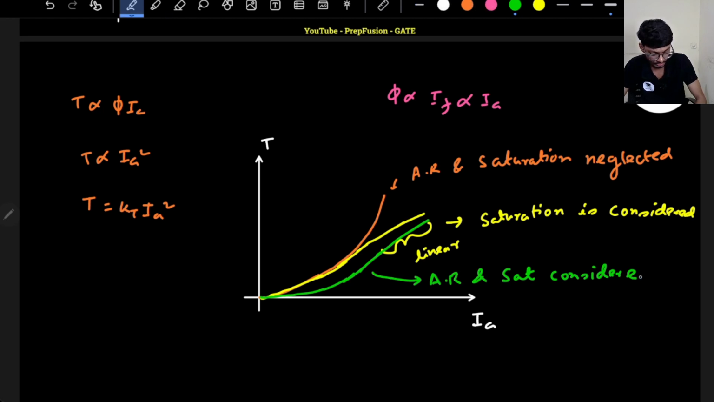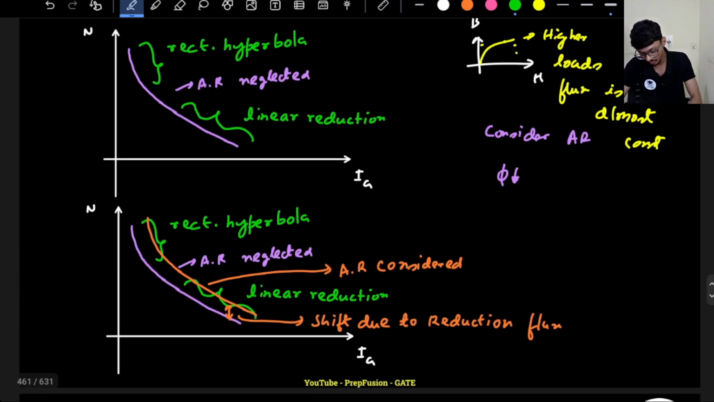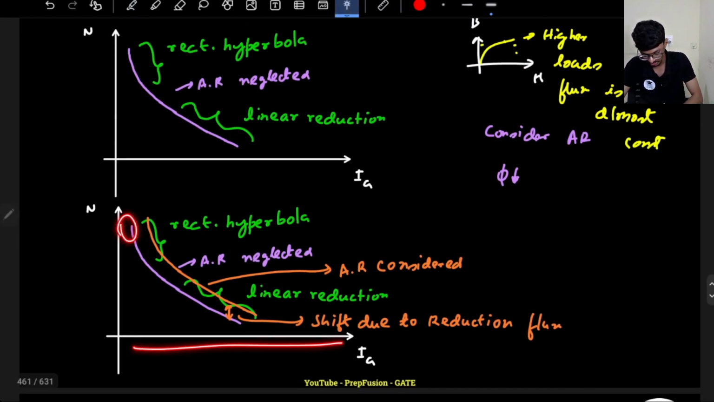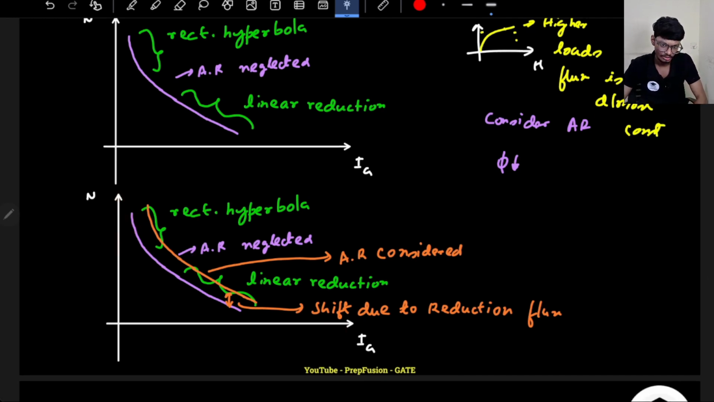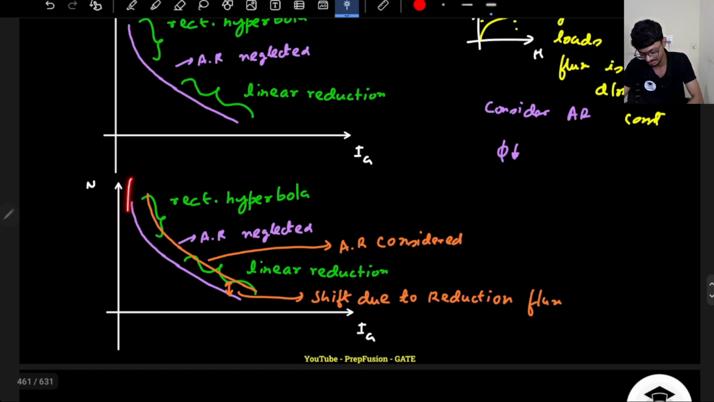Previously we were not discussing saturation because the flux was constant. Now the flux is varying, so flux can be saturated in this case, right? Again, we are not discussing the no load because if flux is 0, it will be very high speed. That's why we are not discussing no load, right? So a rectangular hyperbola is discontinuous about x equal to 0.